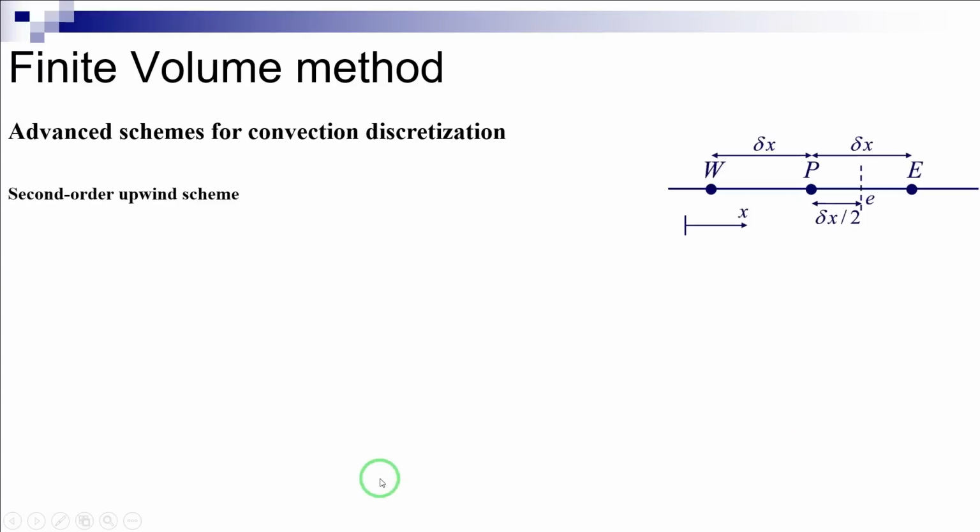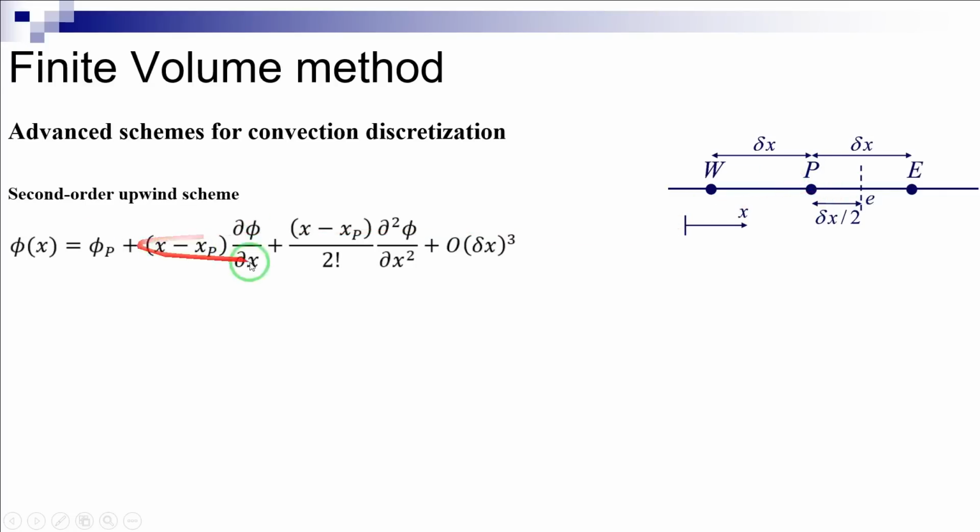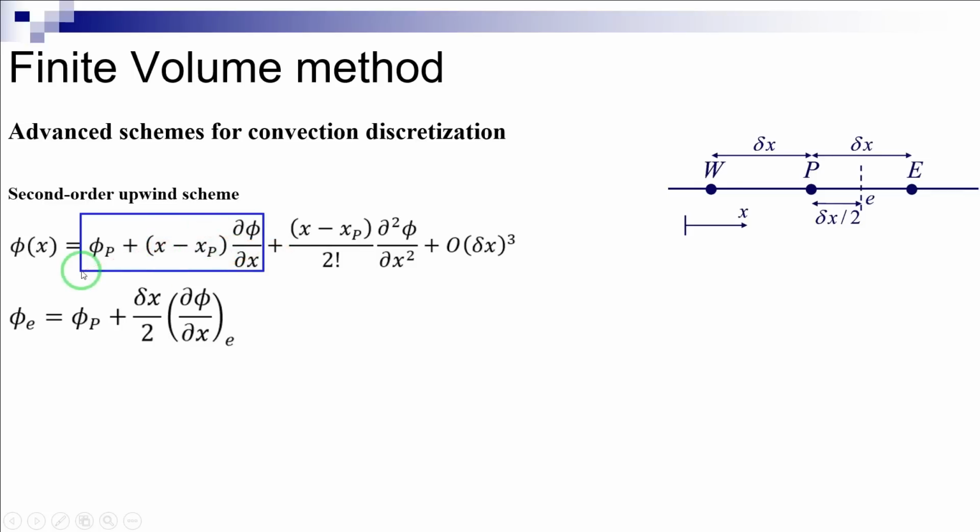Second order Upwind scheme. The second order Upwind scheme can be obtained by assuming that phi varies in a linear fashion. Therefore, based on this figure and using the first two terms on the right hand side of the Taylor series expansion as shown here, we're going to have this equation for phi E. The second order Upwind scheme has a truncation error of second order.